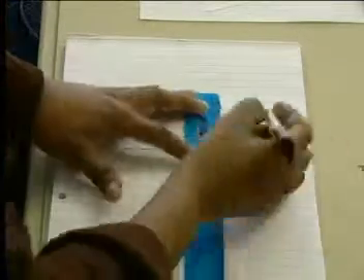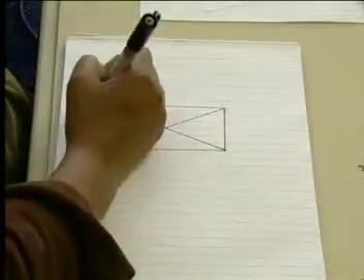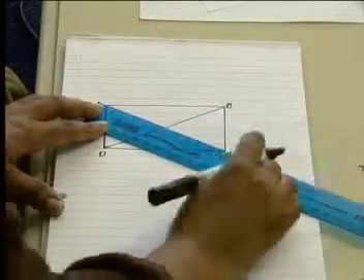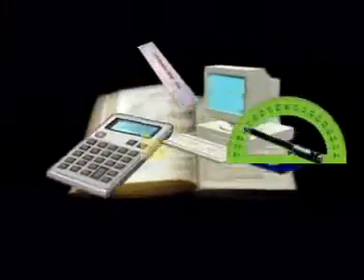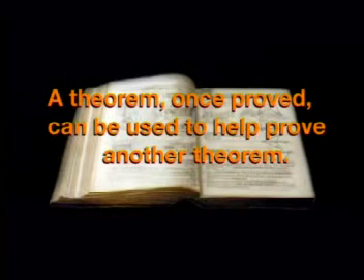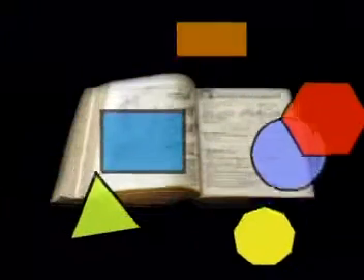Here's another example. If you draw any rectangle and measure its diagonals, you will find that the diagonals have the same length. That fact can be shown to be true for all rectangles. Again, this makes it into a theorem. In his book, Elements, Euclid included over 300 theorems that were already known in his day. And a theorem, once proved, can be used to help prove another theorem. Thus, a theorem becomes a tool in itself.